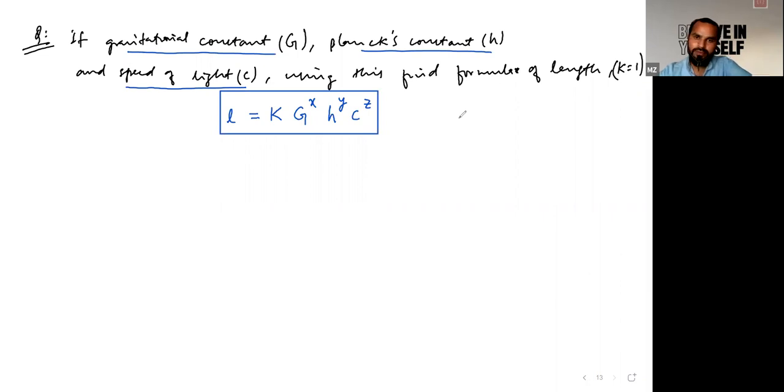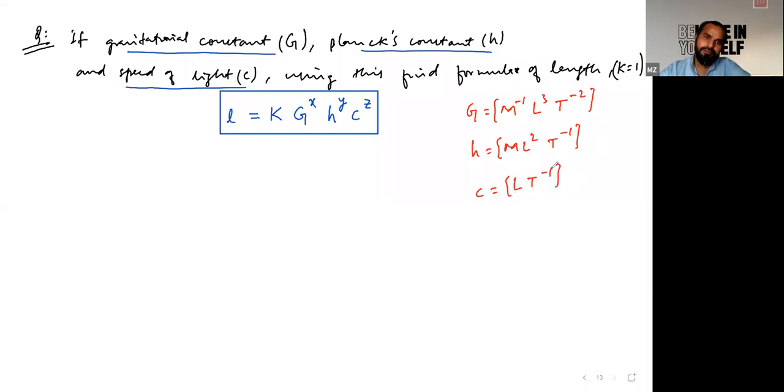Let me give you the dimension formula for each of them. G is nothing but M raised to the power minus 1, L raised to the power 3, and T raised to the power minus 2. Planck's constant h is M L squared T raised to the power minus 1. c is nothing but the speed of light having dimension L T minus 1. Just put them all in and try to simplify for the values of x, y, and z.